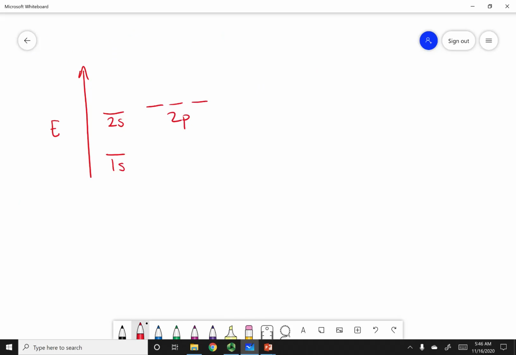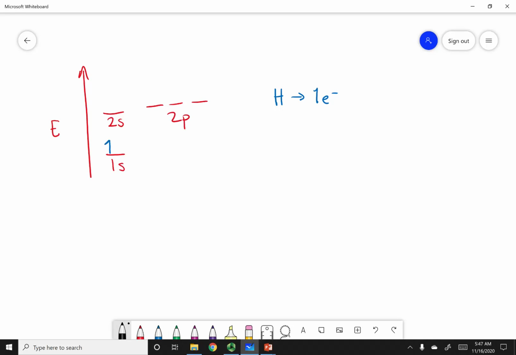So let's do the electronic configuration of hydrogen. Hydrogen has one electron. So I'm going to put the electron in the lowest orbital possible. What I'm going to draw is the electron as a half arrow.